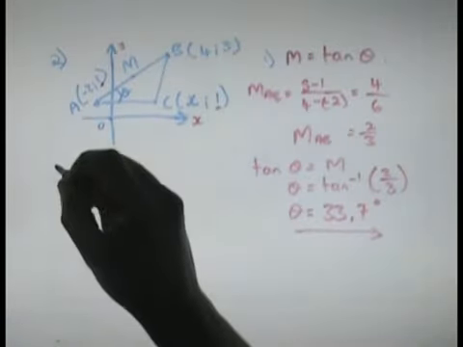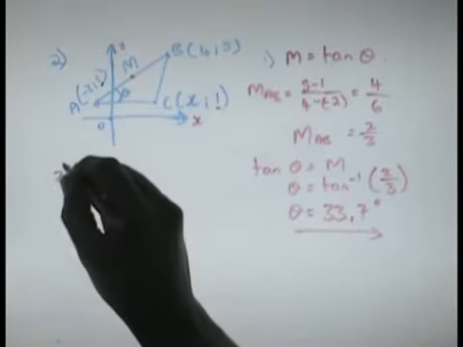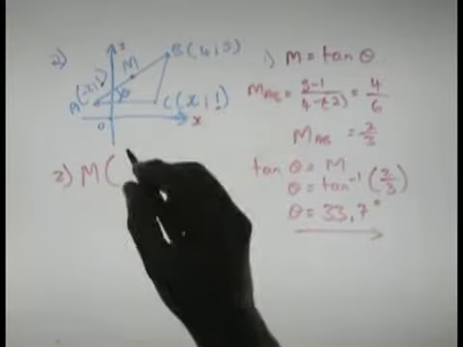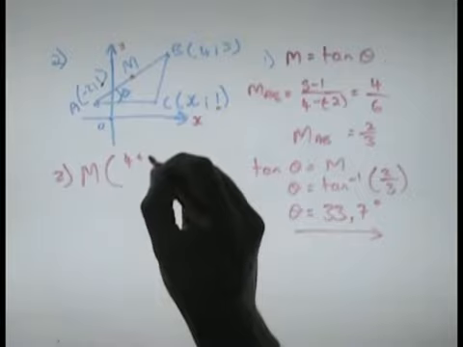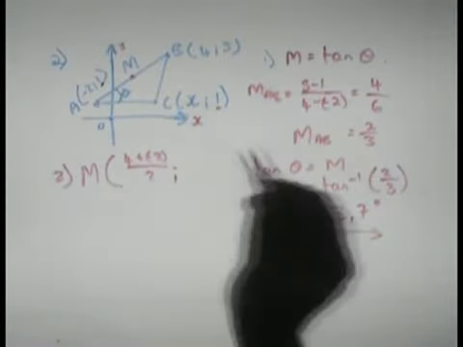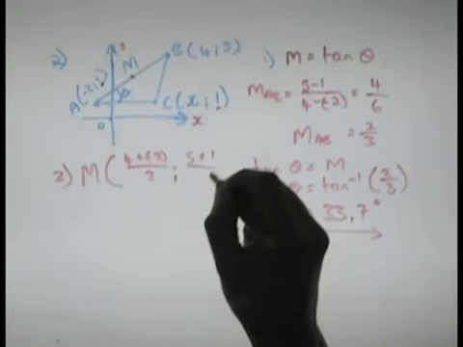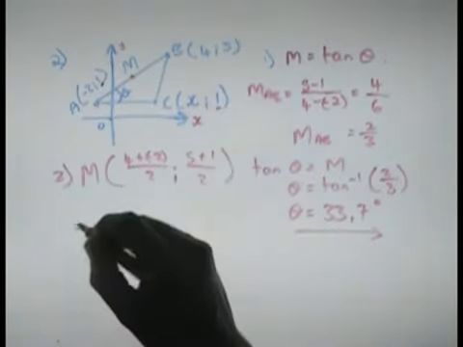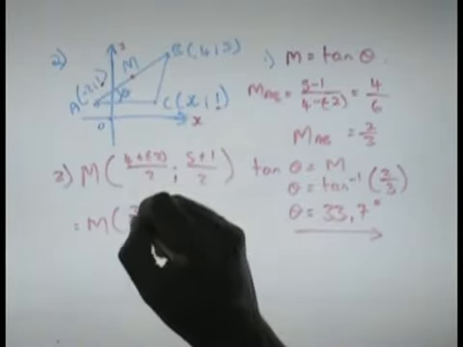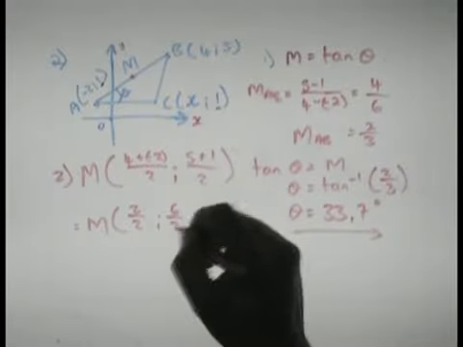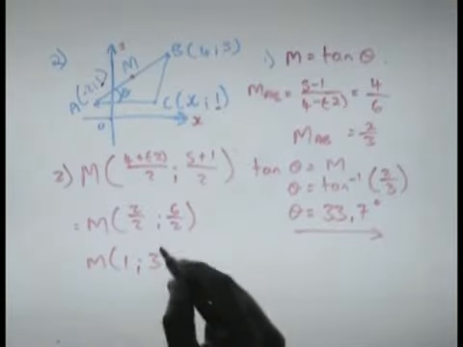The second bit of the question said determine M, the midpoint of AB. Now to get the coordinates of M, to get the x coordinate, I'm going to say x2 plus x1, which is going to be 4 plus minus 2 over 2, and the y coordinate is going to be given by y2 plus y1, 5 plus 1 over 2. 4 minus 2 is 2 over 2, 5 plus 1 is 6 over 2. That means that my coordinates of M are 1 and 3.